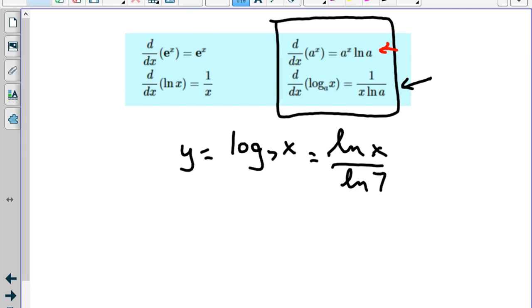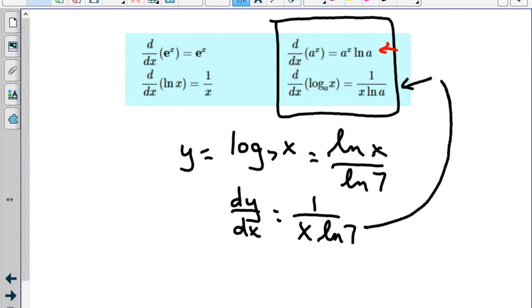And that makes it way easier, because then if you take the derivative, dy dx, the derivative of natural log of x is 1 over x. And natural log of 7 is a constant, so I don't have to do the quotient rule or anything like that. So I would end up with x times the natural log of 7 in the denominator, which matches up perfectly with what that rule is. And clearly, if there are things other than x in there, we would have to do a chain rule and stuff like that. But those are just quick ways, if you forget what the rules are, to derive them.